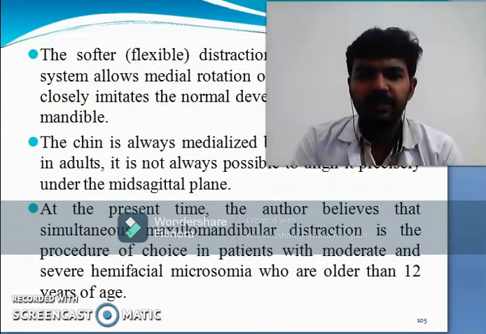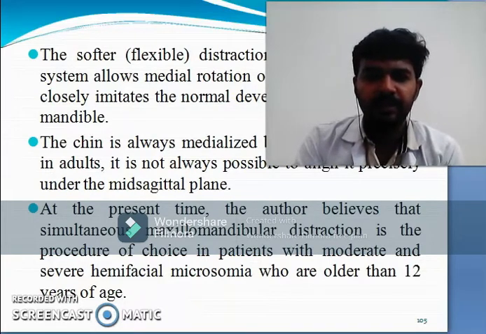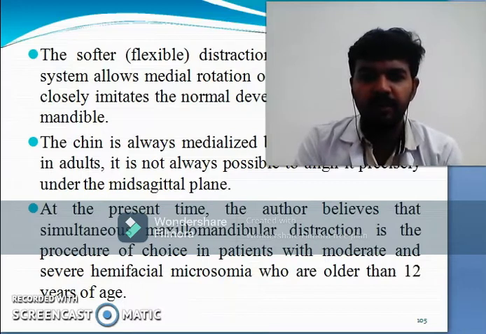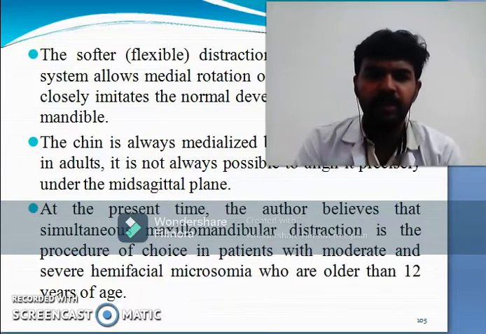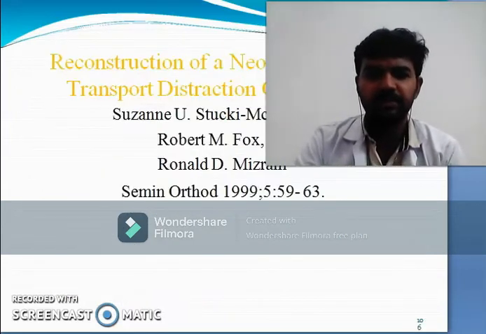The software distraction screw is used in the system. This system allows the medial rotation of the bone, which closely imitates the normal development of the growing mandible. The chin is always medialized by the distraction, but in adults it is not always possible to align it precisely under the mid-sagittal plane. At the present time, the author believes that the simultaneous maxillomandibular distraction is the procedure of choice in patients with moderate and severe hemifacial microsomia who are older than 12 years of age.